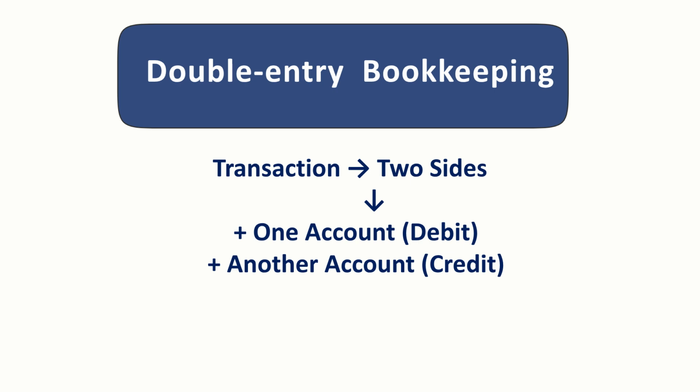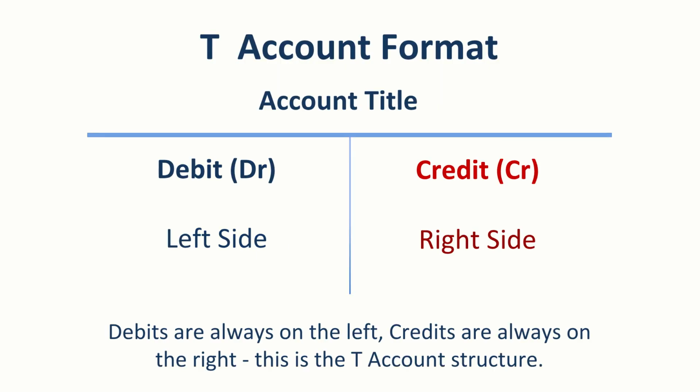Every transaction in business has two sides. In accounting, we record both sides so that our books always stay in balance. This method is called double-entry bookkeeping because each transaction is entered twice, once as a debit and once as a credit. A ledger account is shaped like a T. The left-hand side is for debits, the right-hand side for credits.